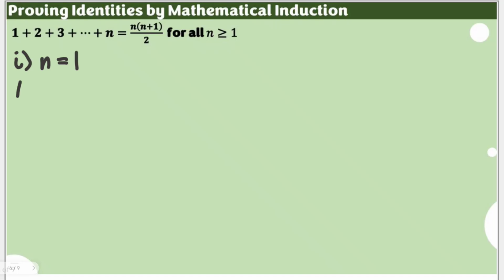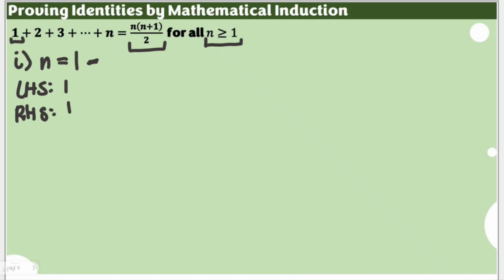So our left-hand side, when n is equal to 1, is this value here, which is 1. Now, for our right-hand side, we are given an expression. We are just going to substitute n equal to 1 into that expression. And the reason why we started with 1 is that it's the lowest bound, or the smallest possible value for n here. In short, we are going to pick the smallest possible value for n.